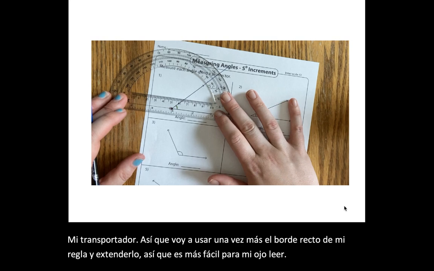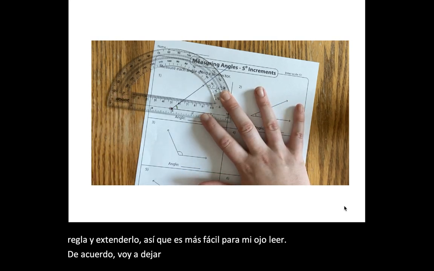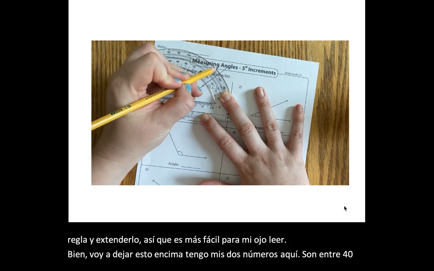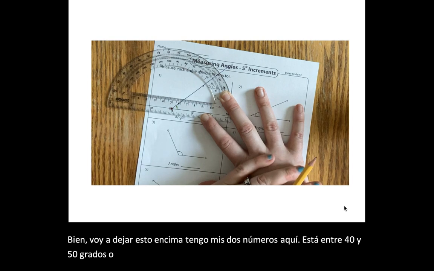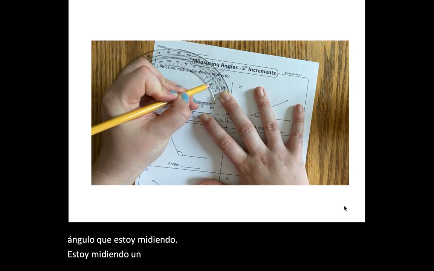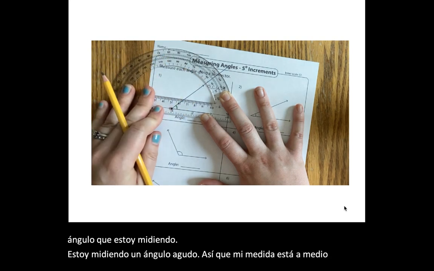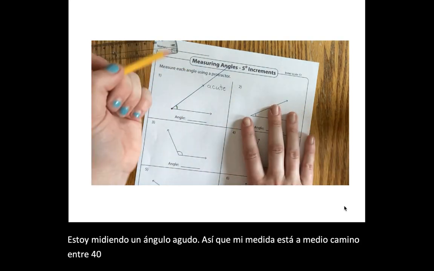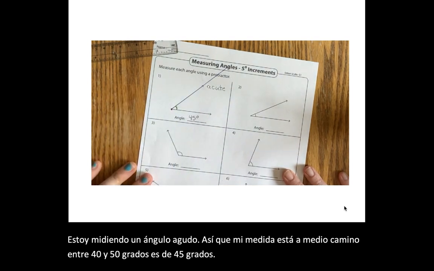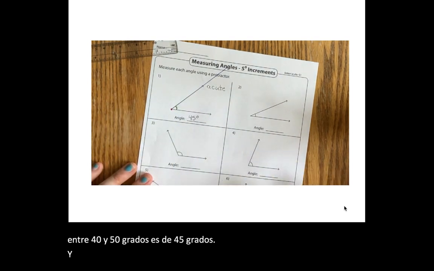Okay, I'm going to lay this on top, and I have my two numbers here. It's either between 40 and 50 degrees or between 130 and 140 degrees, depending on what kind of angle I'm measuring. I am measuring an acute angle, so my measurement is halfway between 40 and 50 degrees. Halfway between 40 and 50 degrees is 45 degrees. And so that is the measurement of my angle.